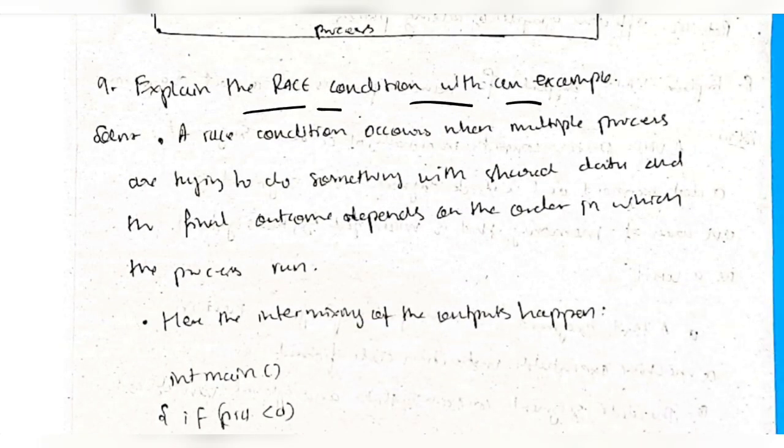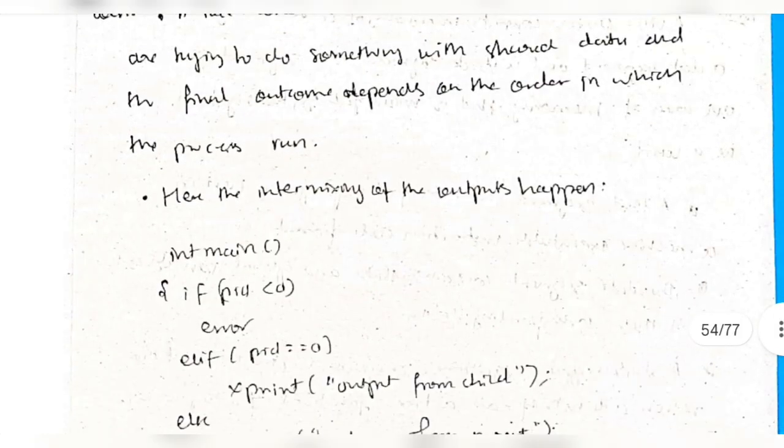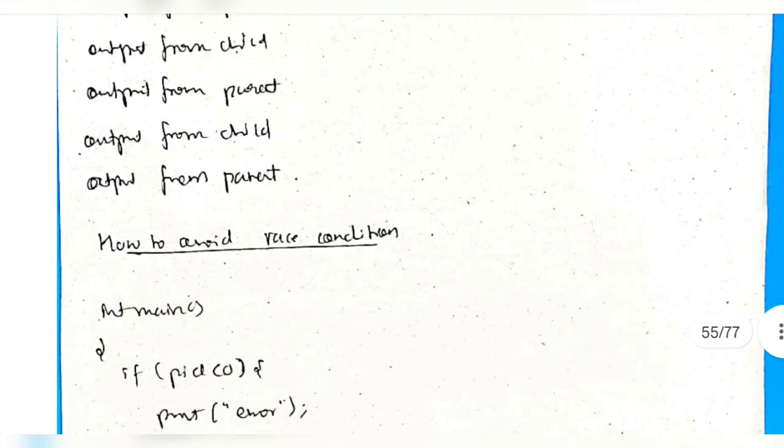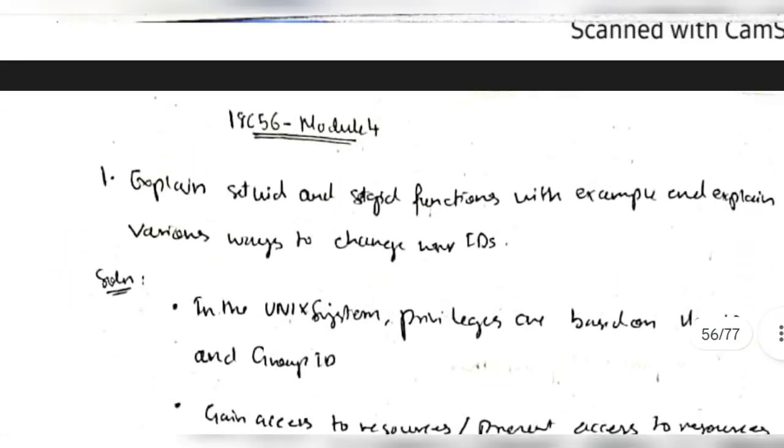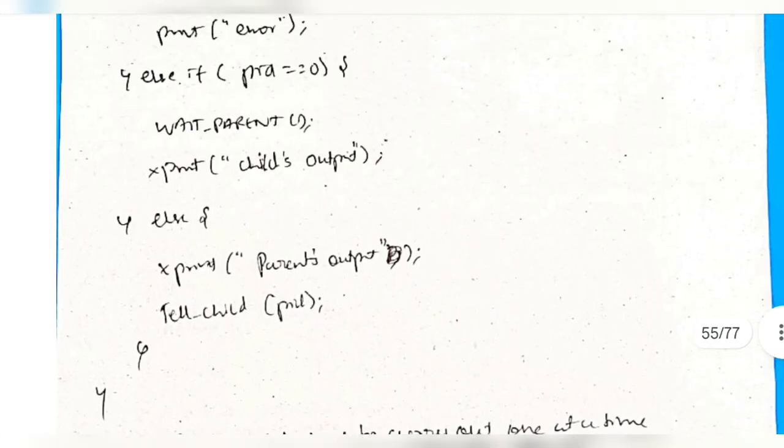Explain the race condition with an example. You can take any example, and the output should be shown like first it will be intermixing, then it will be the correct output. So that's all what we have in module 3.